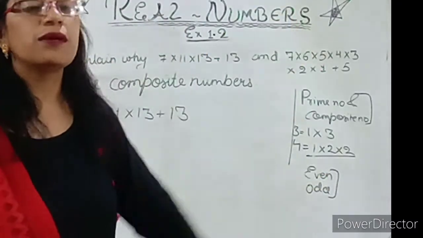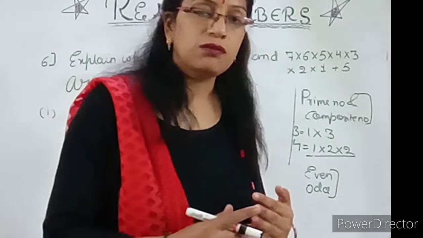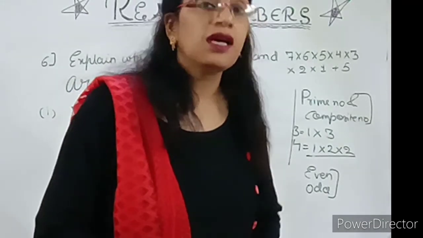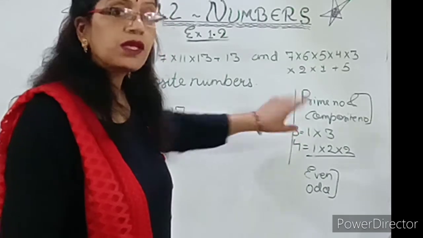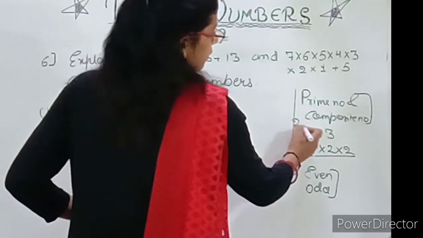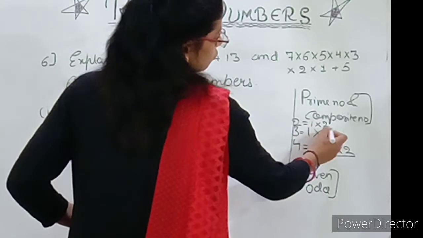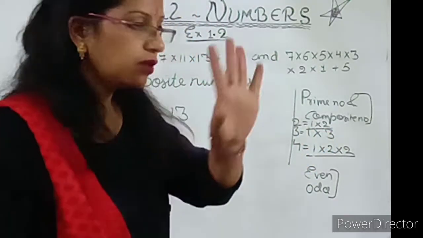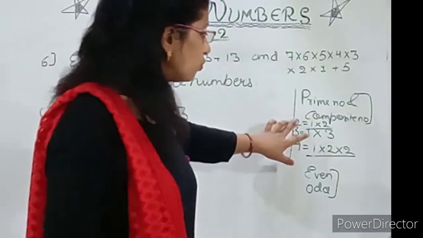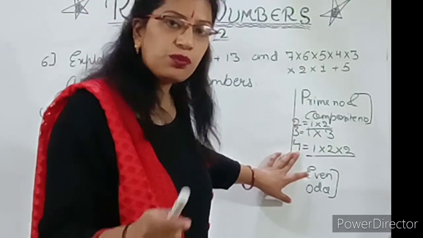And the question comes, what is the smallest composite number? At that time your answer should be: the smallest composite number is 4. Because if we take 2, what are the factors of 2? 1 into 2, again it is a prime number, 2 is a prime number, and 1 we will never take. 1 is just 1. So starting with 2 prime, the smallest composite number is 4.